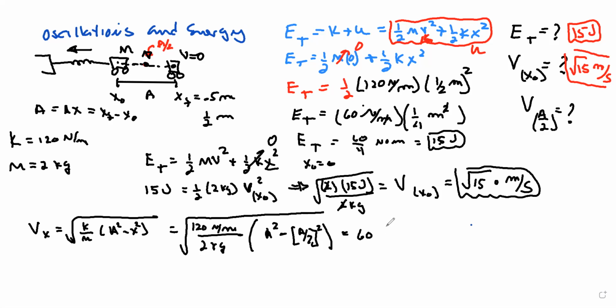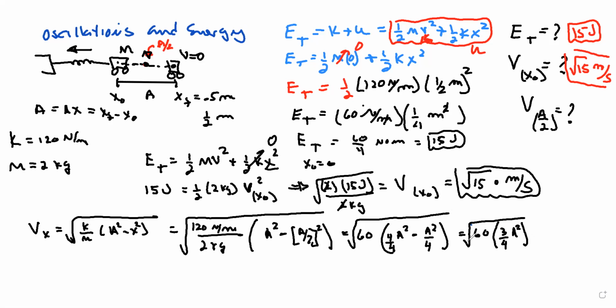And here you're going to have a to the square minus a to the square over 4 right there. And this is going to be 4 divided by 4. And then you're going to get the square root of all this. And that's going to be equal to 60. And 4 divided by 4 minus 1 divided by 4 is going to be 3 over 4, a to the square. And then you got to get the square root of all this.